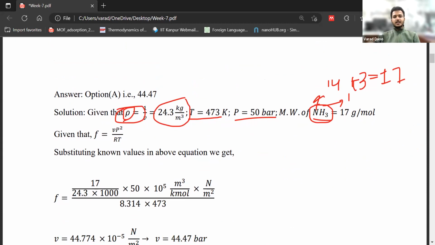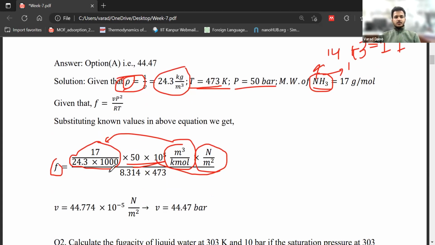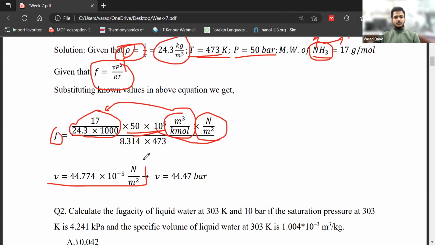then we will be substituting into this formula, right? When we put it in here, this represents the molar volume. This is the pressure. These are the units, meter cube per kilomole, and the unit of this is Pascal, which is nothing but Newton per meter square, divided by R, which is 8.314, and temperature, which has been given as 473 Kelvin, right? So we just substitute the known values into this equation, which simplifies to this, right?